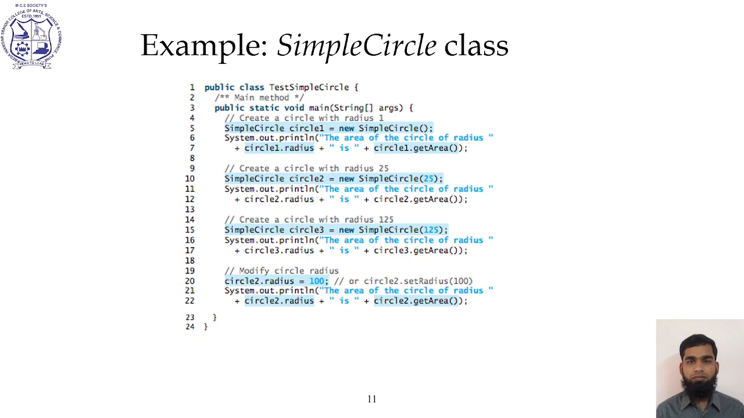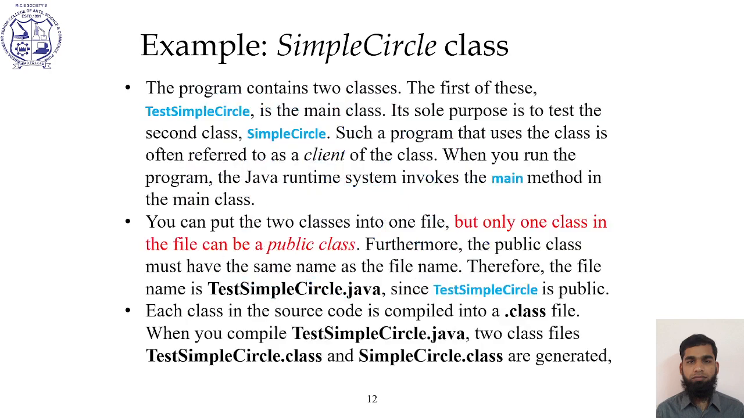This is just a test simple circle, which we are adding to the main class. Its sole purpose is to test the second class, SimpleCircle. A program that uses a class is often referred to as a client of that class.